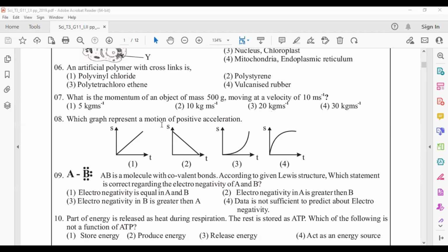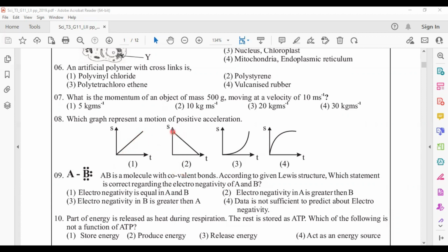Which graph presents a motion of positive acceleration? Here in the first one, these are displacement time graphs. In the first one, you can see in all these places the velocity is equal because the gradient is the same all throughout the graph. So gradient equal means velocity is equal. It shows a uniform velocity.